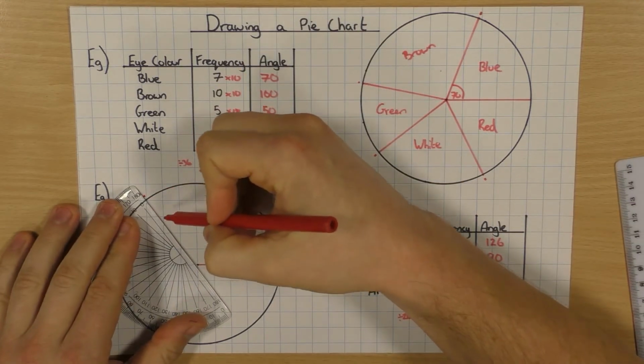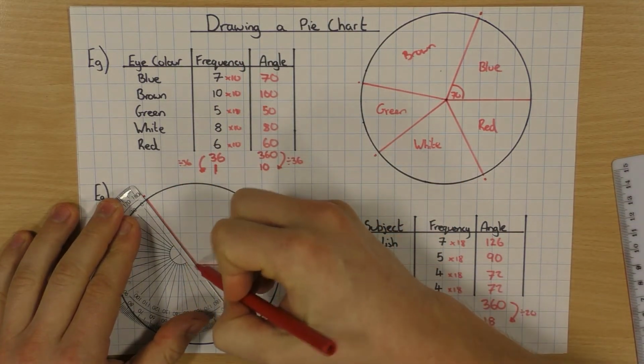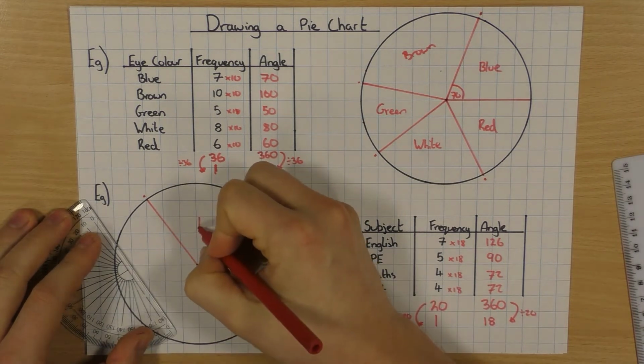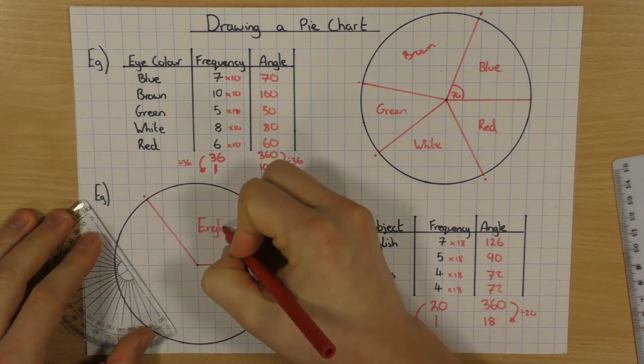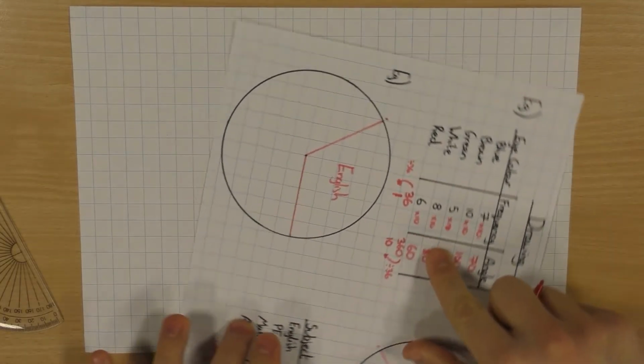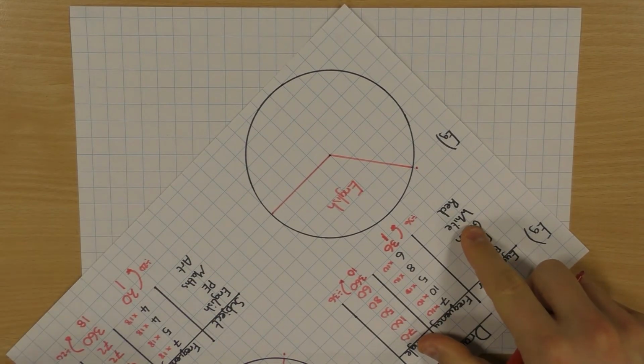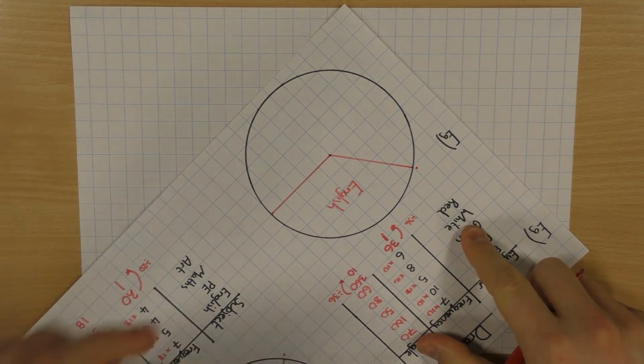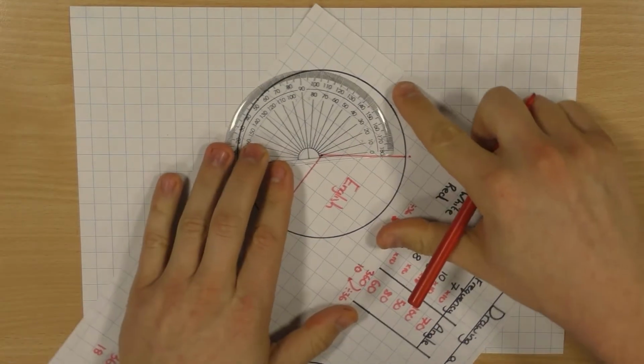But as we said, using the inside to get 126, which is there. So lining it up. And that was English for the subject. Okay, so again, I'm going to turn my pie chart round, and we've got 90 degrees for maths. So turn it around so it's horizontal.